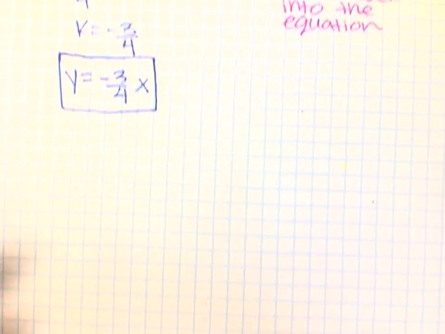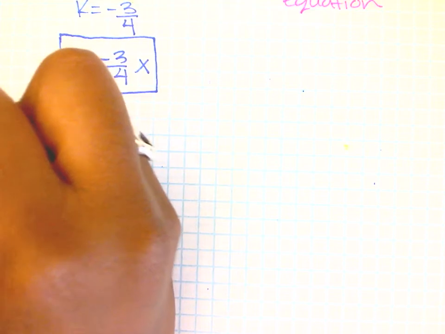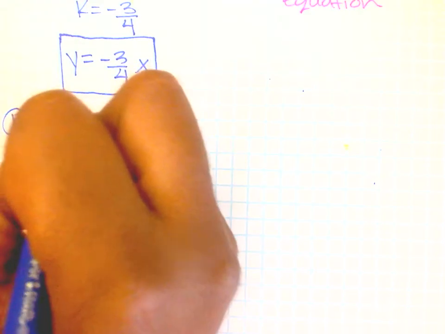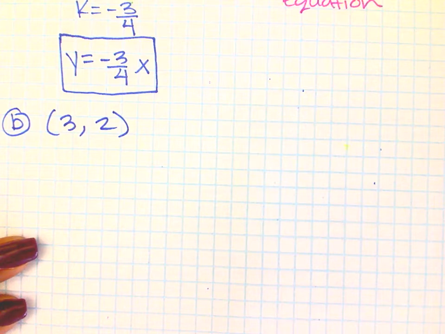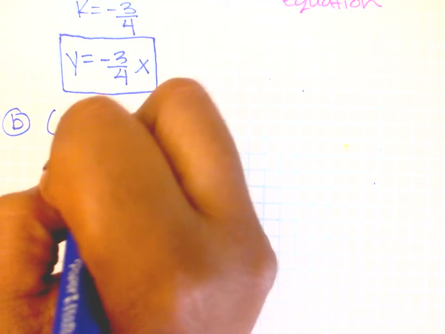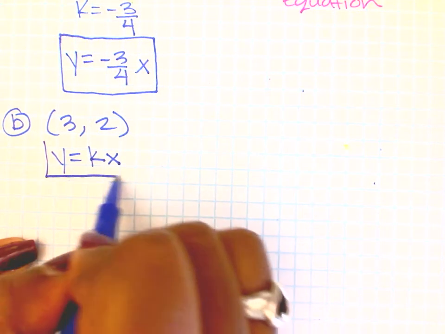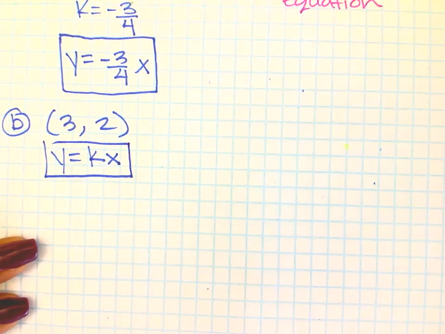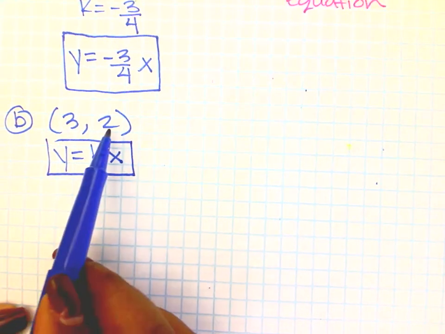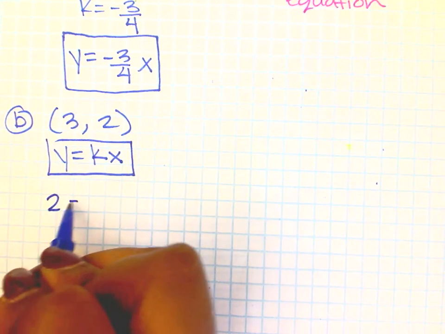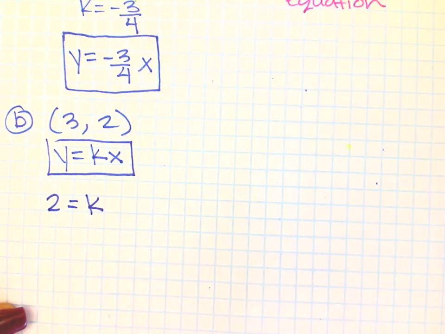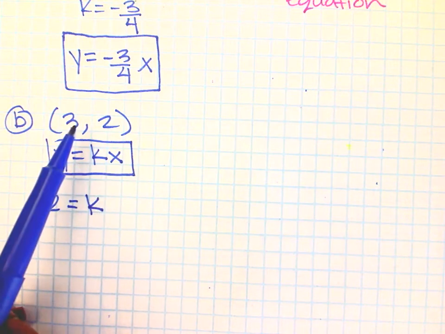Okay, let's try two more. They give us 3, 2. And I know myself, I'm going to write down the equation every time so I don't forget. y equals k times x. That way I know this is what I need to write when I get to the end. All right, so I'm going to plug in y, which is 2, equals k, which I'm trying to find out, and x is 3.